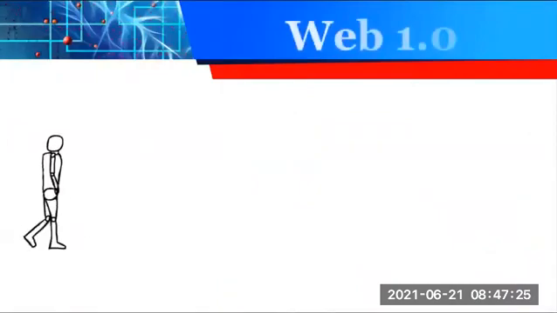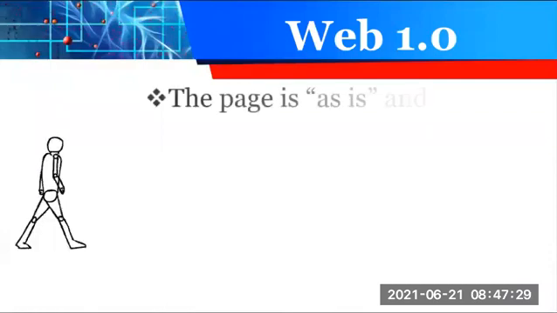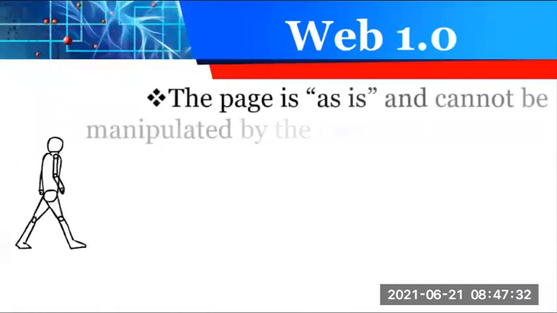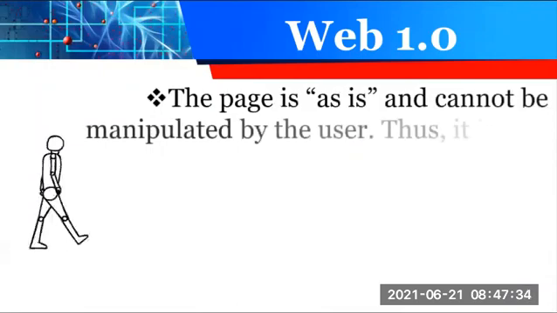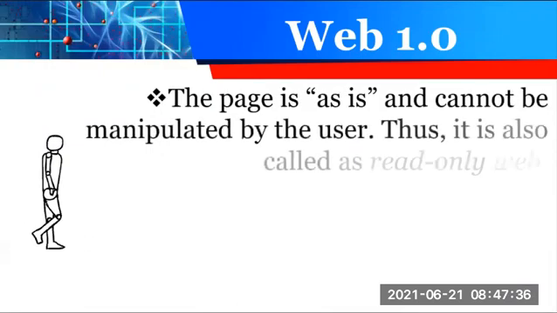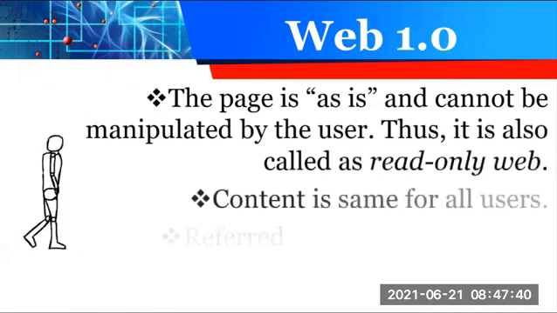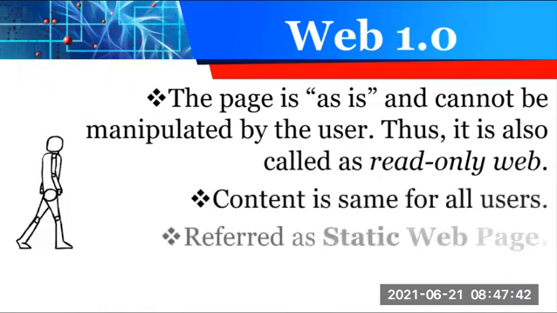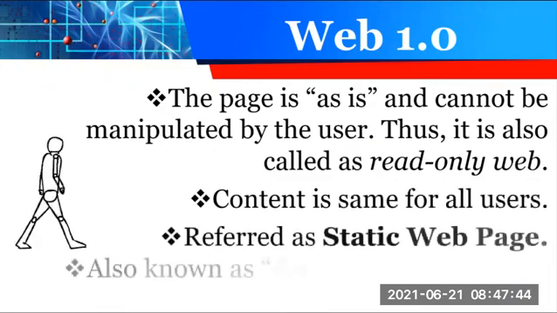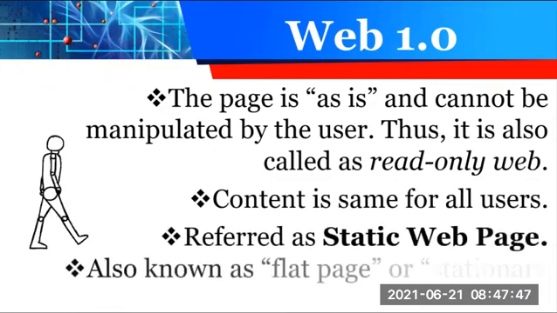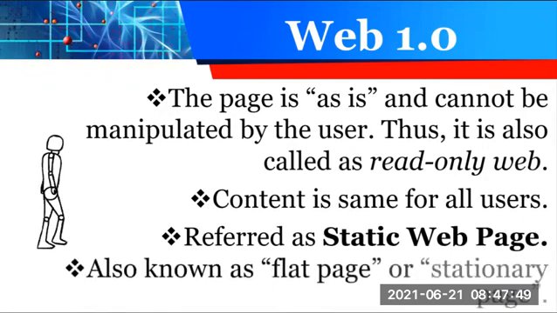So Web 1.0 or the static web page, the page is as is and cannot be manipulated by the user. Thus, it is also called the read-only web. So kapag sinabi po natin Web 1.0 or static web page, as the name suggests, hindi po natin pwedeng baguhin kung ano yung laman or kung ano yung content ng website na yon. So all we can do is just read the content of the web page. That is why it is called the read-only web.